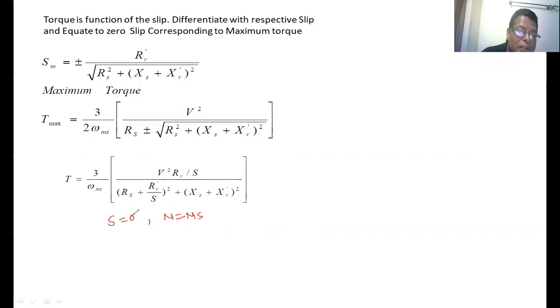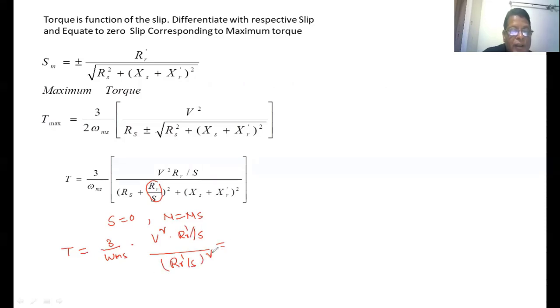For a low value of the slip, in this equation this quantity will be higher when compared to the remaining terms in the denominator. So we can write the torque developed in the induction motor as 3 by omega ms into V squared Rr' by s divided by (Rr' by s) whole squared. The s gets cancelled. So finally we can say that the torque is directly proportional to the slip up to a low value of the slip.